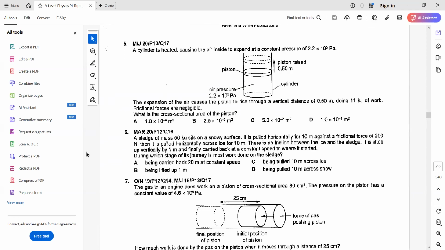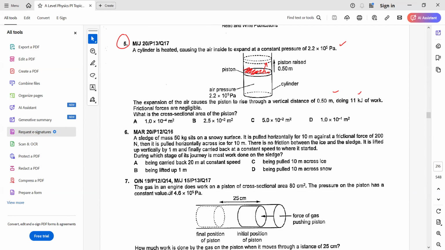Okay. Let's try this. Question 5. Question 5 here deals with a cylinder that is heated, causing the air inside to expand at a constant pressure of this many pascals. The expansion of the air causes the piston to rise. So this is going up. And 11 kilojoules of work is being done. What is the cross-sectional area of the piston? They want us to find this area.